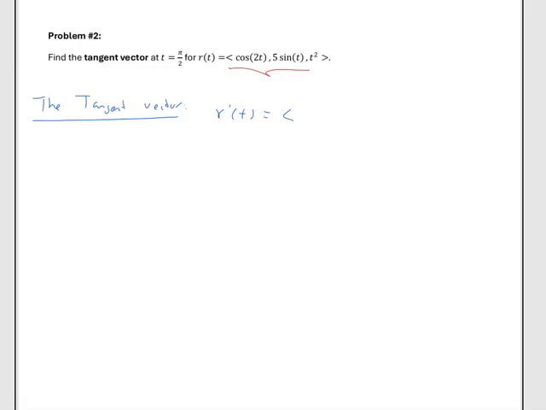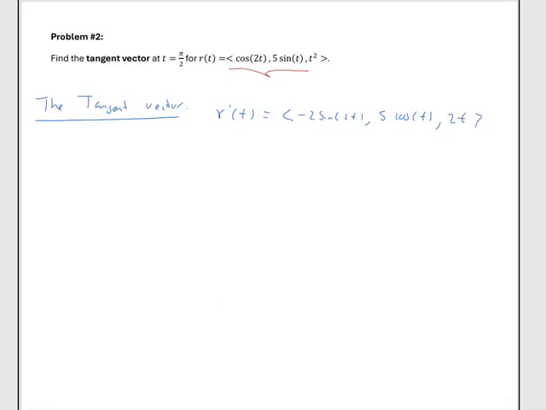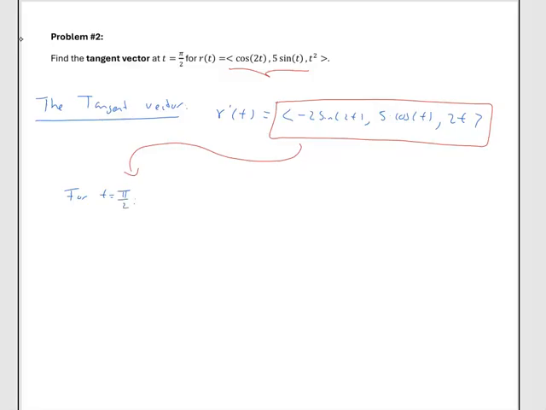And let me just jump ahead into the derivative. So we're going to get negative 2 sine of 2t, and then a 5 cosine of t, and then technically a 2t. Now, remember that this is technically just the tangent vector. That represents the derivative. But they actually want it at a specific point. So the point that they're referring to is pi over 2. So I'll just say for t is equal to pi over 2, this is going to be r prime.